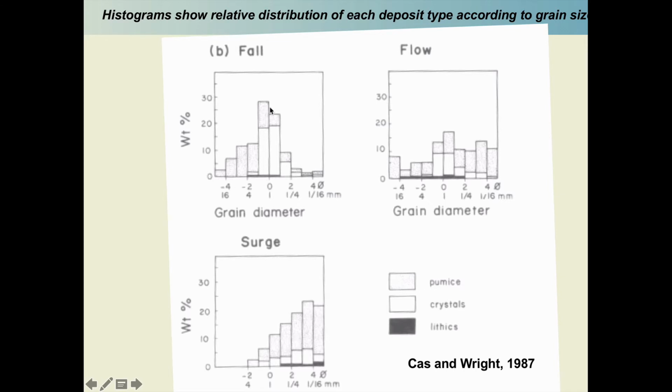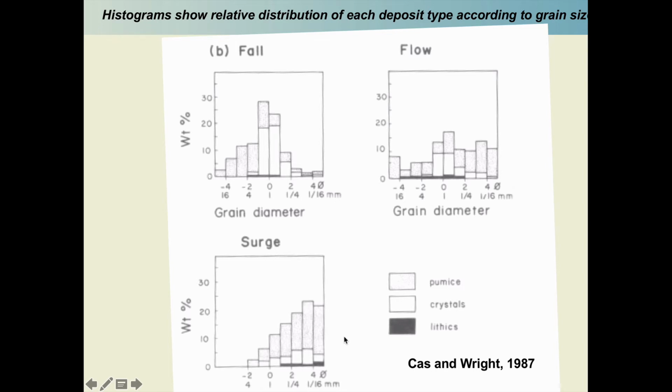You can see most of the fall deposit clusters around 0 phi here, but there is a spread that tails off towards 4 phi and minus 4 phi. Pyroclastic flow deposit, you can see, does not have quite the peak. It's basically poorly sorted. It means that there's a more even distribution of weight percent of each grain size in each size class, all the way across the size range.